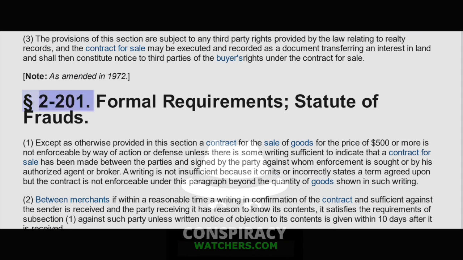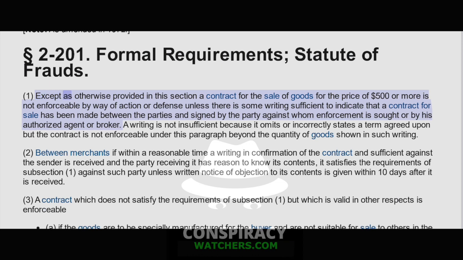Section 2-201. Formal requirements; statute of frauds. Except as otherwise provided in this section, a contract for the sale of goods for the price of $500 or more is not enforceable by way of action or defense unless there is some writing sufficient to indicate that a contract for sale has been made between the parties and signed by the party against whom enforcement is sought or by his authorized agent or broker.